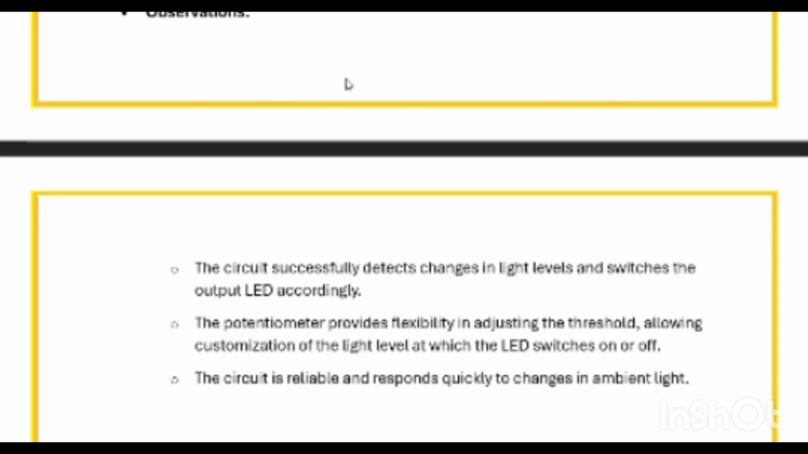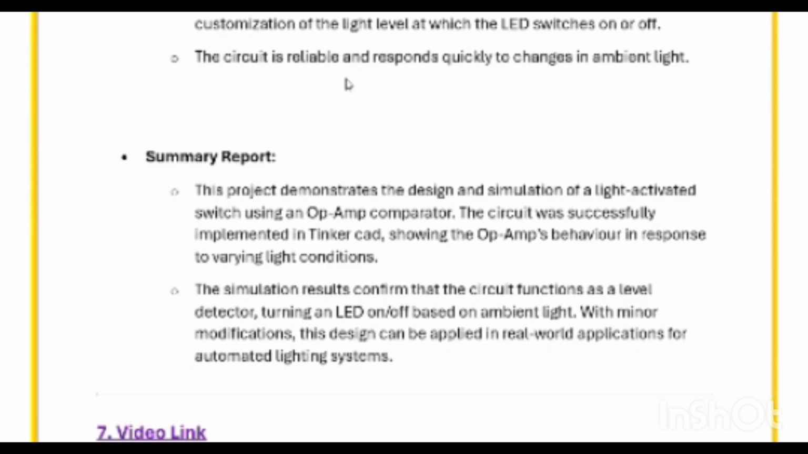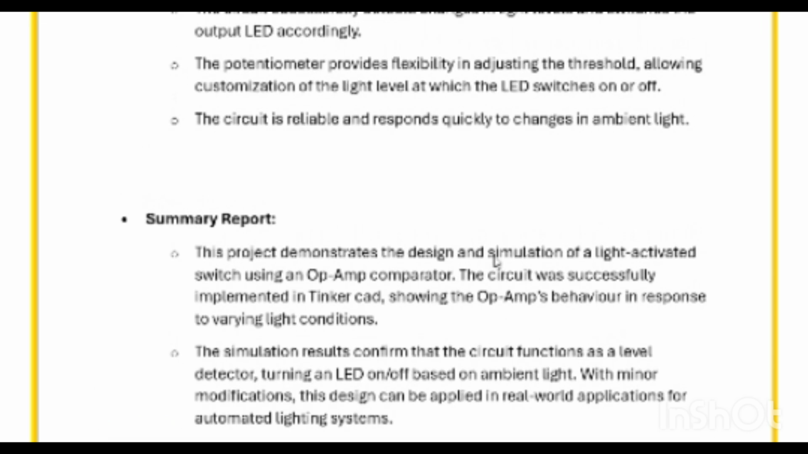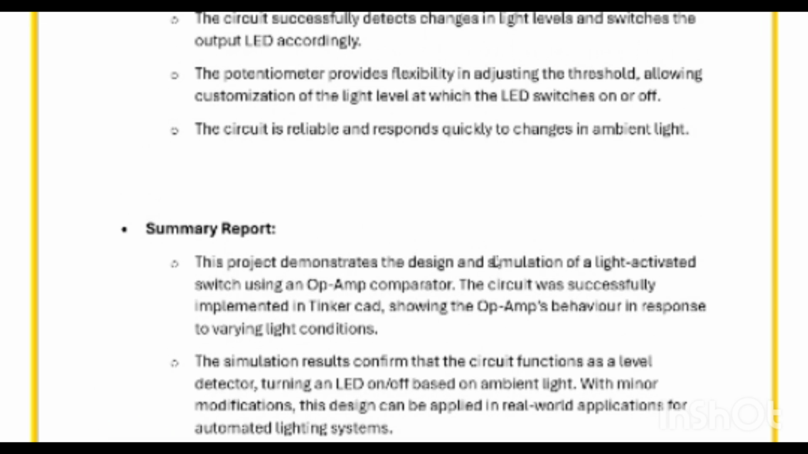Practical applications: briefly mention real-world applications such as automatic lighting systems in homes or streetlights, where such circuits can be beneficial. Encouragement: invite viewers to experiment with the circuit design and explore various configurations to see how they affect performance. Thank you.